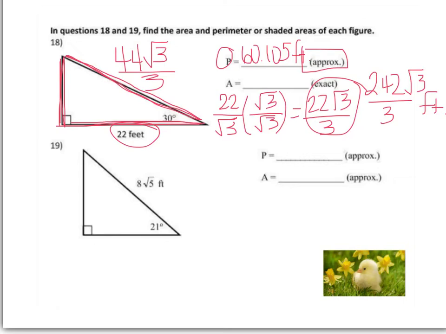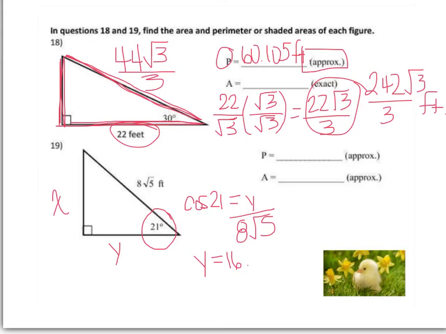For the next one, you have to use trig because notice that you don't have a special angle in a right triangle. So therefore, I need to find both sides of this triangle. To find y, that's my adjacent side, so I'm using cosine. So I'm going to take cosine of 21 equals adjacent over hypotenuse. And I just plug that right into my calculator, and I get 16.700. Multiply both sides by 8 root 5.